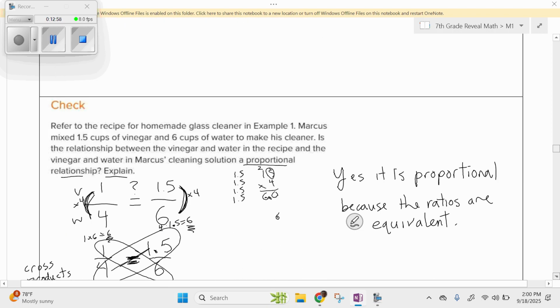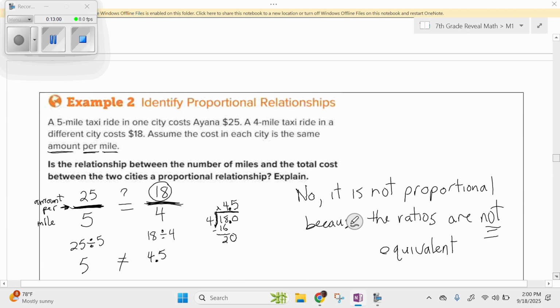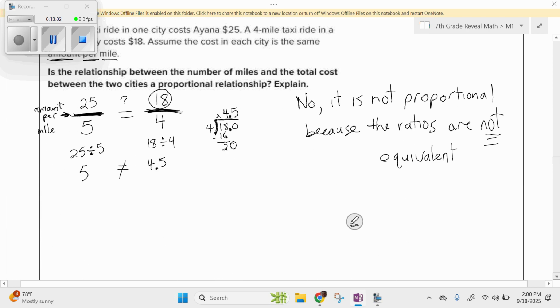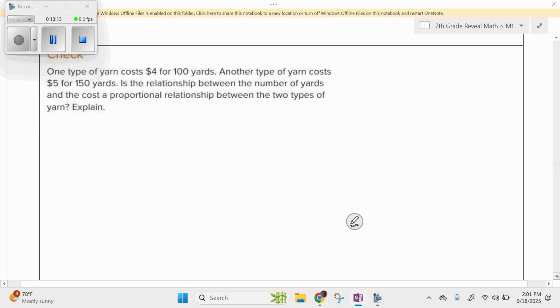So there are different ways to check if ratios are equivalent. I think this way is going to be one of your most effective and most useful ways, especially as we get deeper into proportional relationships. Just divide the two numbers, see if they come to the same answer. All right, last one for now.